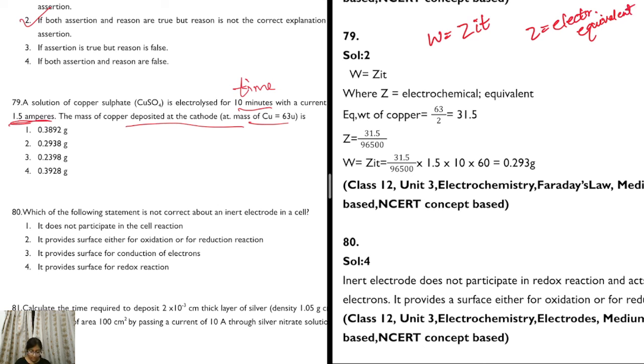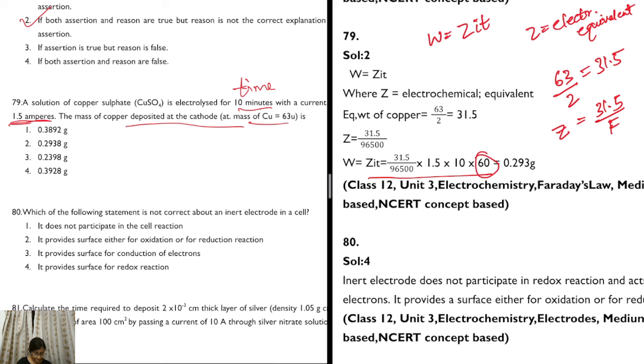So how do we calculate the equivalent weight of copper? By its atomic weight, which is given to us, divided by the change in electrons, that is 2, and it will come out to be 31.5. Then for Z, what we will do is equivalent weight divided by the number of coulombs in a Faraday, that is 96500. And we'll just substitute the following. Time is in seconds, so we'll multiply by 60. And the final answer would be this.